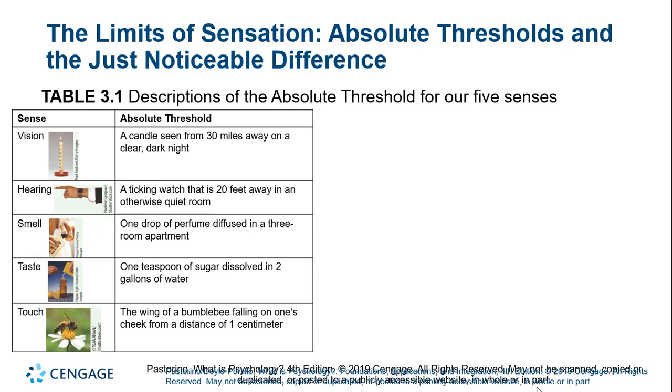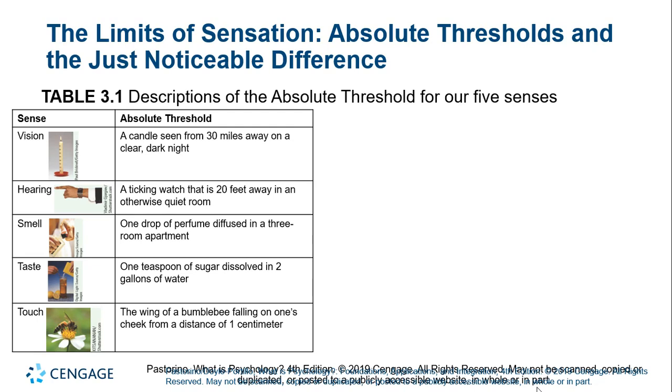That's incredibly good. Our hearing is not too bad either. The average person can hear the ticking of a watch from about 20 feet away in a quiet room. Again, about half the time. This is the absolute threshold.